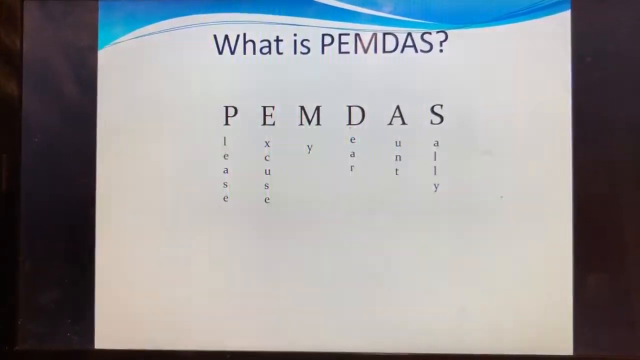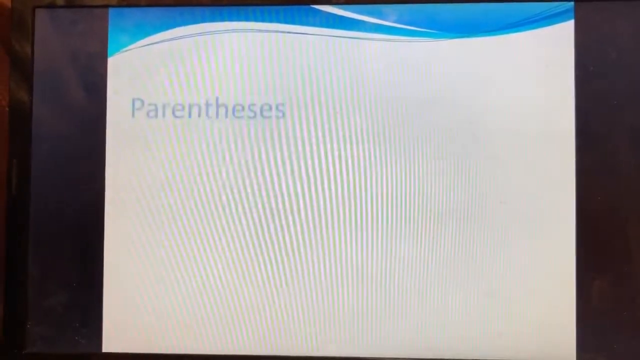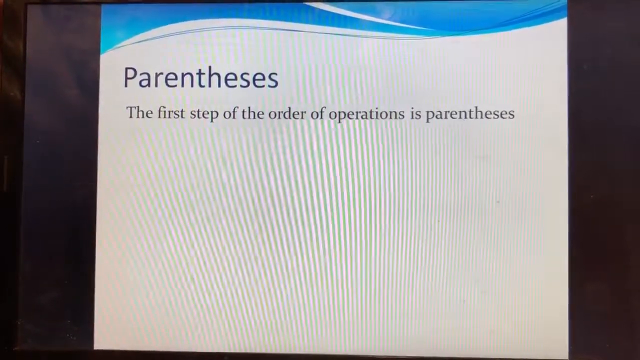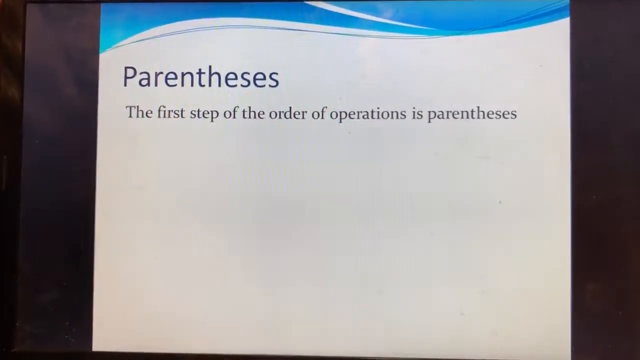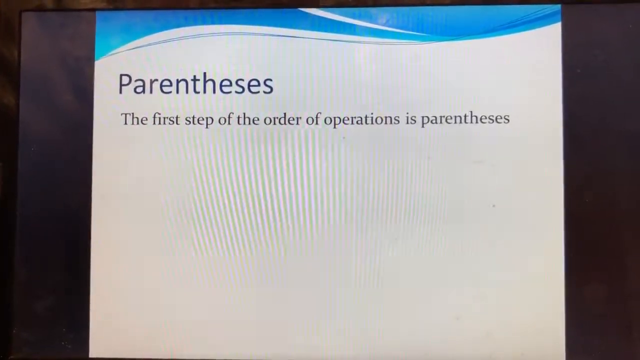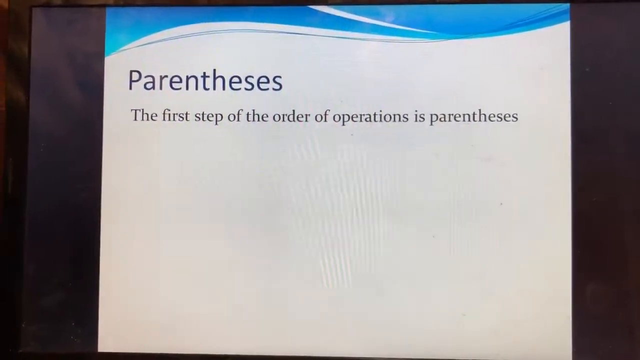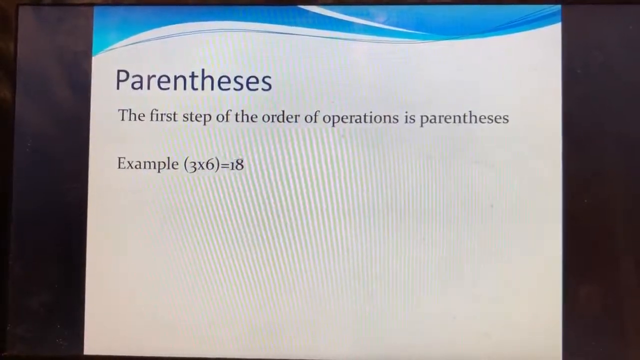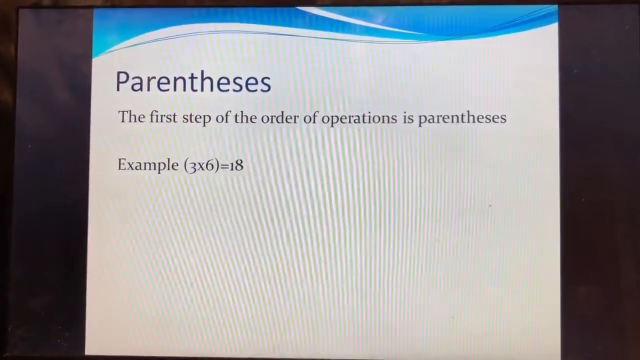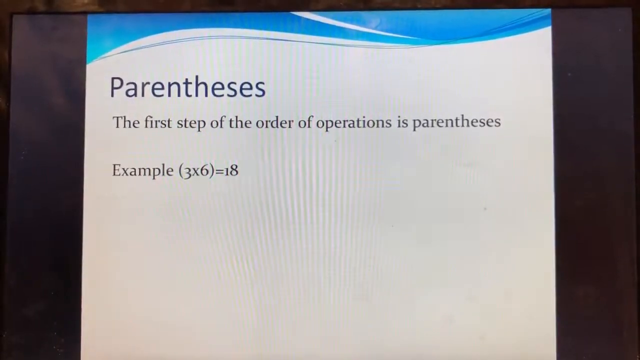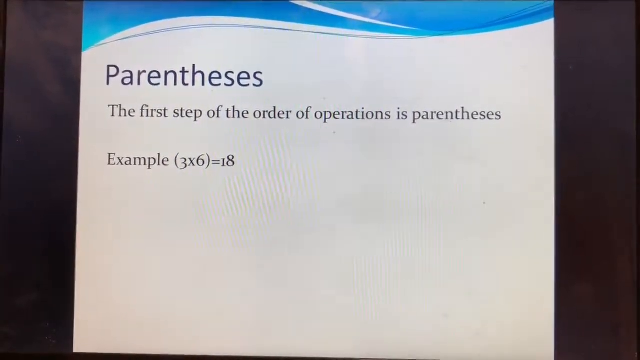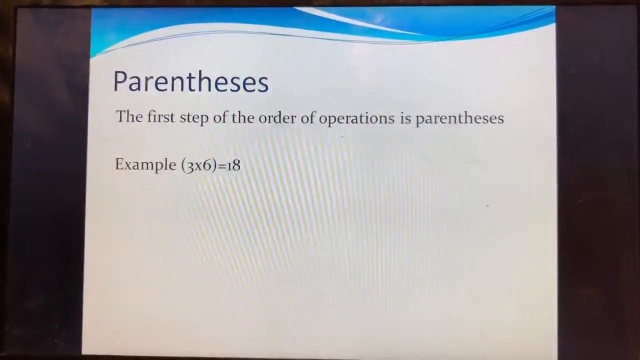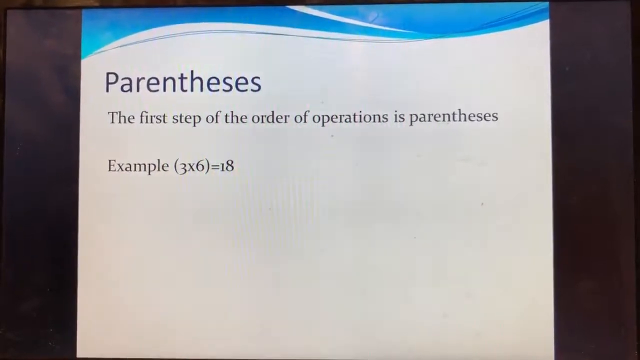So if we look at the P, which is the first letter in PEMDAS, it stands for parentheses. Whenever you are solving an order of operations problem, the first step is to always solve the parentheses. So let's look at an example here. You see that it has parentheses 3 times 6 in parentheses. And we know by looking inside that parentheses, it just simply means that we need to solve for 3 times 6. And that gives us 18.